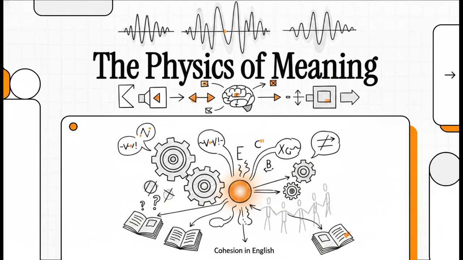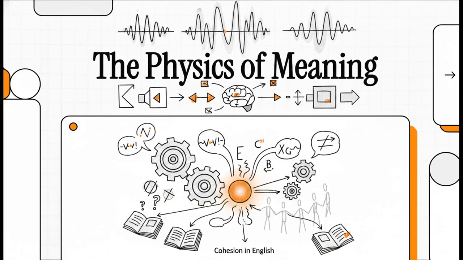Welcome to this explainer. Today we're doing something really cool. We are going to deconstruct the literal physics of language. We're going to unpack the universal mechanics of systemic functional linguistics, specifically zeroing in on the groundbreaking framework from Halliday and Hassan's Cohesion in English.